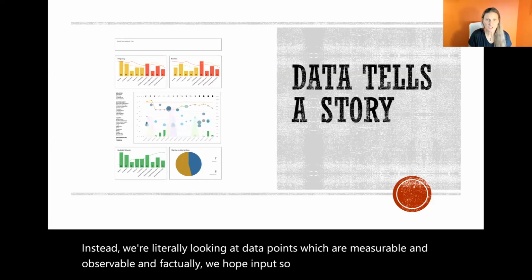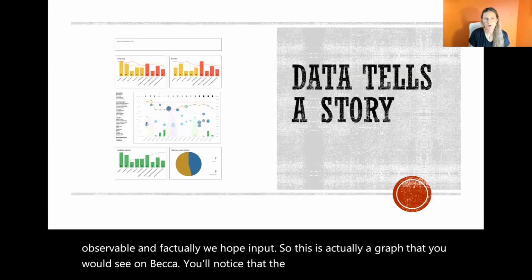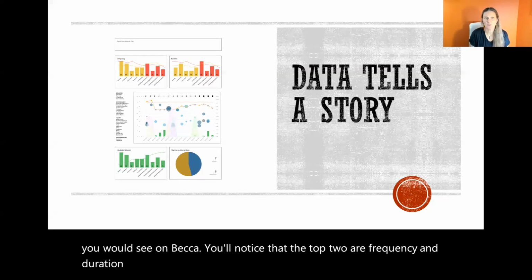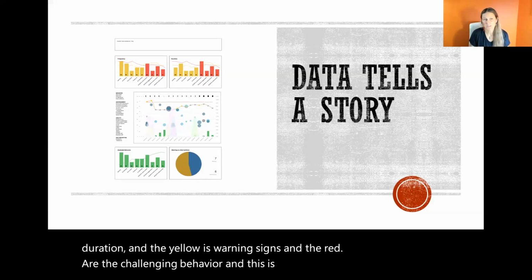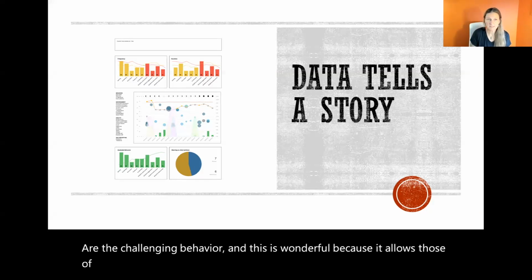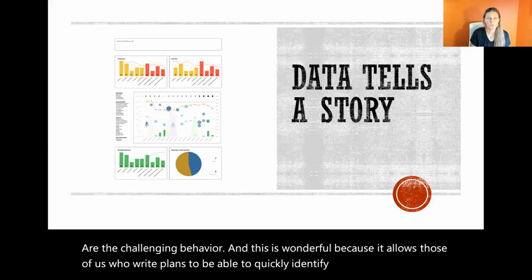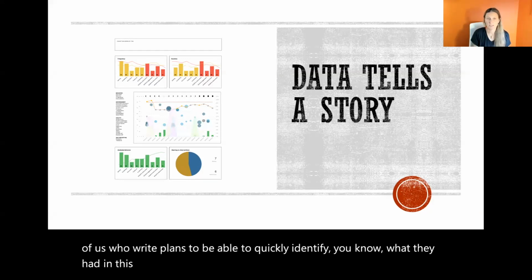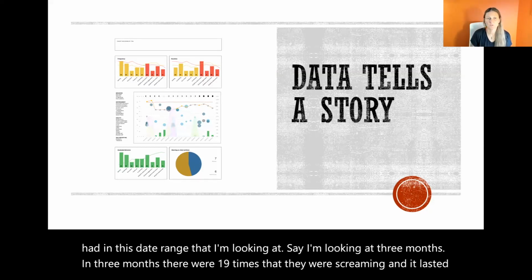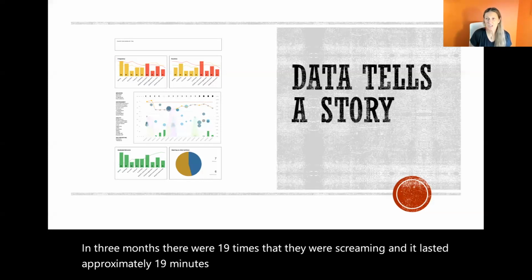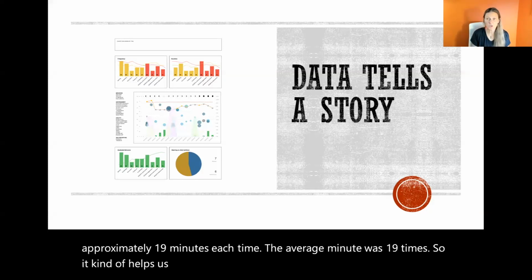So this is actually a graph that you would see on BEHCA. You'll notice that the top two are frequency and duration, and the yellow is warning signs, and the red are the challenging behavior. And this is wonderful because it allows those of us who write plans to be able to quickly identify, oh, you know what, in this date range that I'm looking at, say 3 months, there were 19 times that they were screaming, and it lasted approximately 19 minutes each time. The average was 19 minutes. So it helps us identify that very quickly.